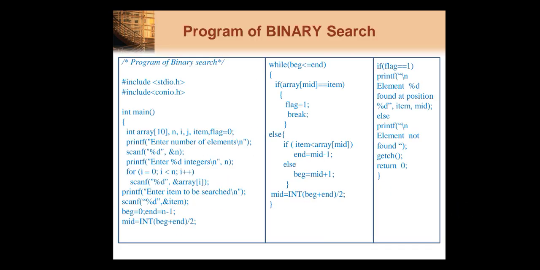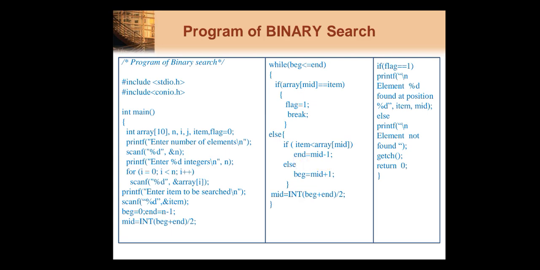Then we start a loop: we continue the binary search process while beginning is less than or equal to end. Then we check whether array of mid is equal to atom. If it is equal to atom, we set flag equal to 1. Initially we set the flag to 0. If we find the match, we set flag equal to 1 and break the loop. That means if the match is found, it will break the loop and go outside the loop to the if statement, right? If the element is not present at the mid position, then we check whether the atom is smaller than A of mid. If it is smaller than A of mid, then we change the ending position.